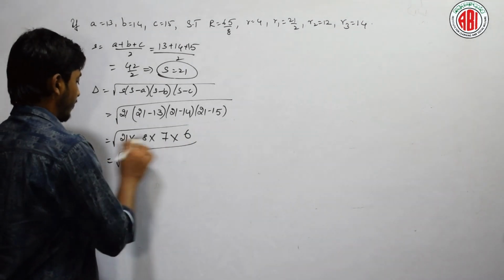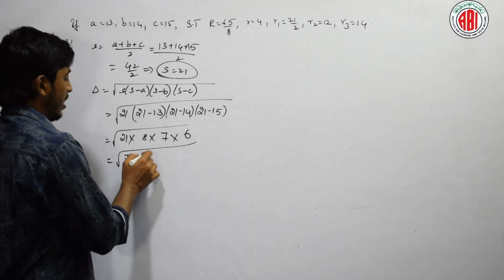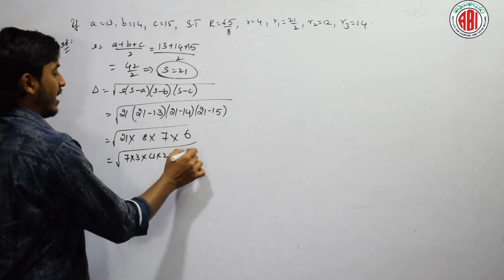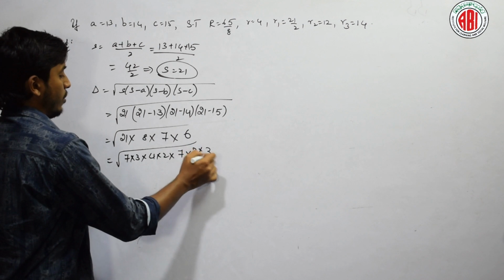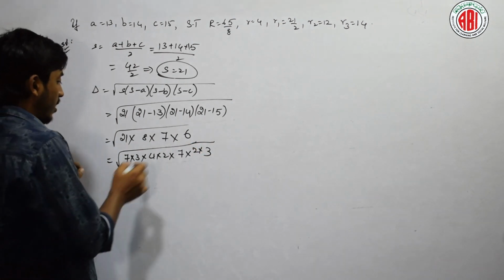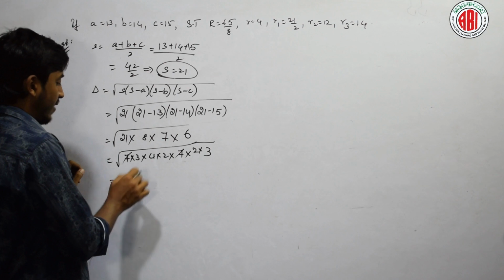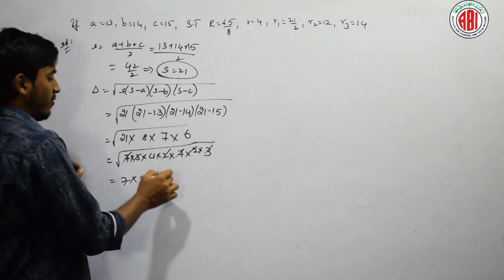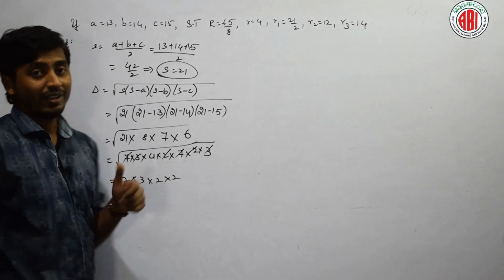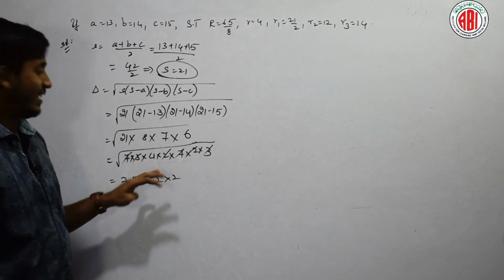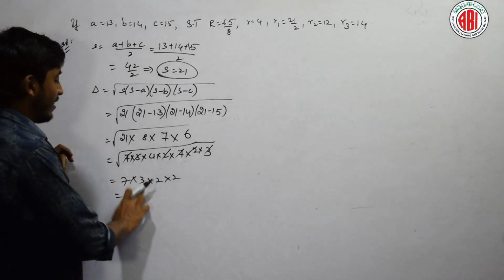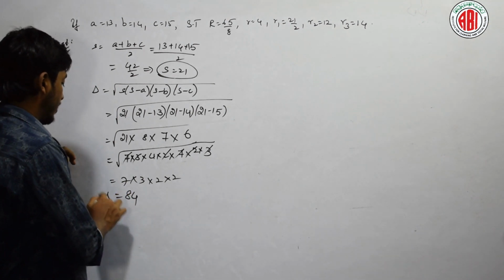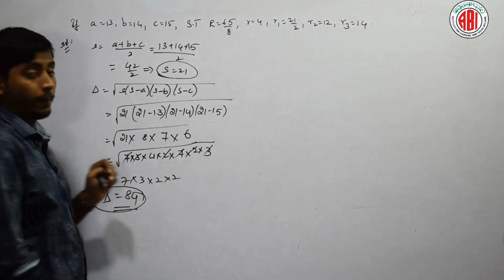Let me split everything. 21 is 7 into 3, 8 is 4 into 2, 7 let me write as it is, 6 as 2 into 3. Okay. For 2 7s I will write 1 7, for 2 3s I will write 1 3, and for 2 2s I will write 1 2. However, square root of 4 is 2, right. This is how it is easy to calculate. Okay. 7 3s are 21, 21 2s are 42, 42 2s are 84. This is my delta.